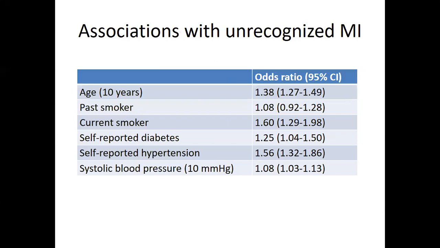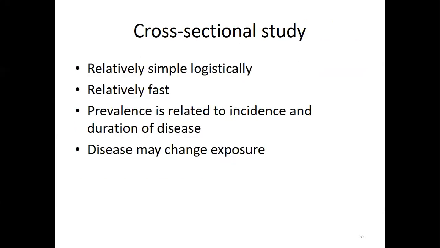And what you can see is the associations, and they're not terribly surprising. You see that older people are more likely to have these unrecognized MIs, people who are smokers, with diabetes, hypertension, and high blood pressure. We did it this way because it's relatively simple logistically, right? This is a study within the REGARDS population at baseline. Right when they're recruited, we collected a bunch of information on them and did an electrocardiogram on everybody. We don't have to follow people up over time. We just have one cross section. It's relatively fast.